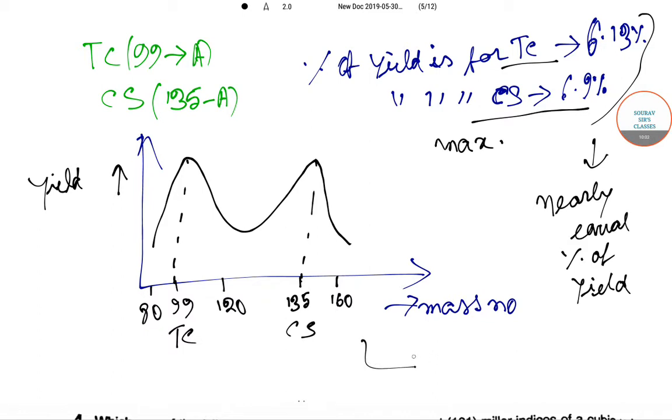So this curve exactly matches option A in the question. So in this question, option A is the correct option. So this is for number 3. So that's all for today.